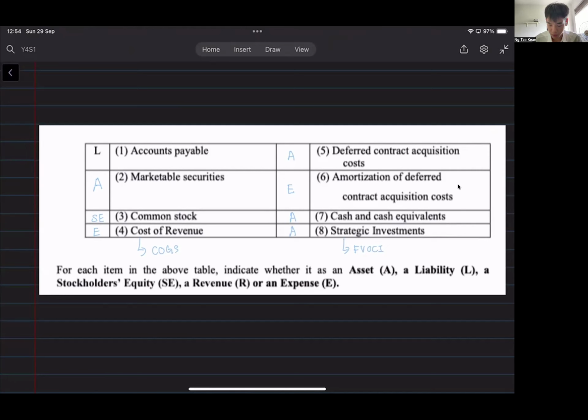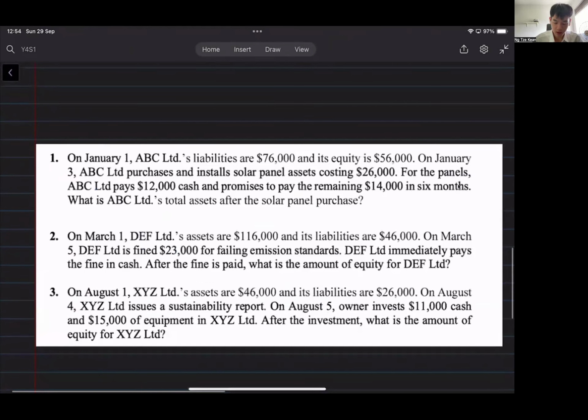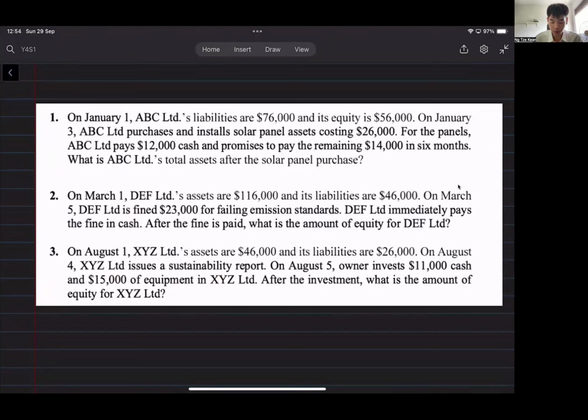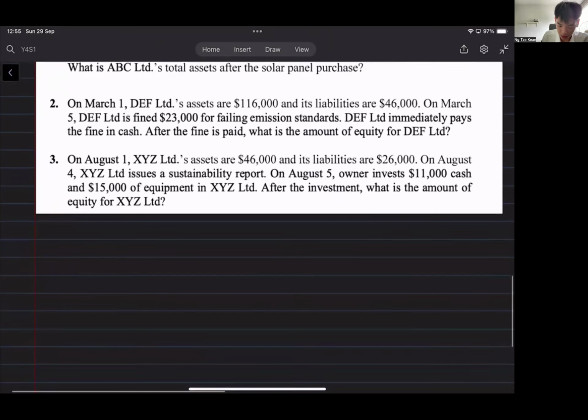So we move on to question 2. For question 2, we are told to calculate the total asset and total amount of equity given some information about the company. So we can take a look at the question first. And in this question, we are told some information about its liability and equity. So what we need to do is break down this information and use the accounting equation to solve for this question.